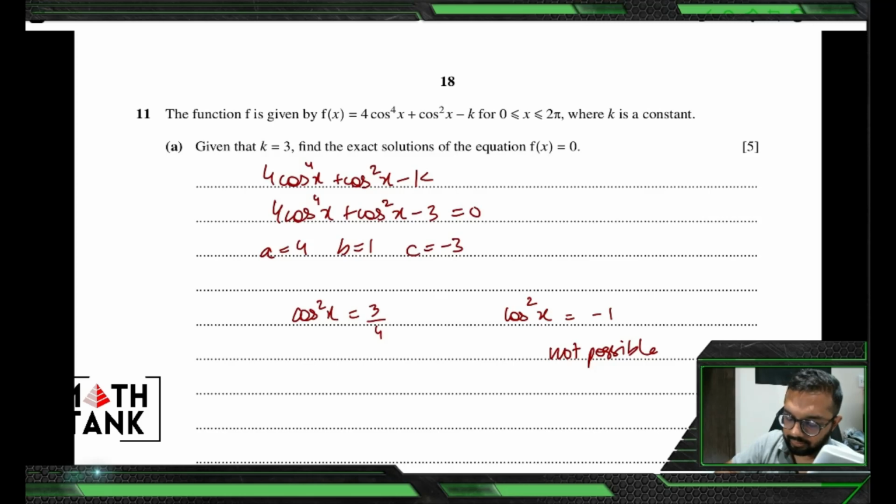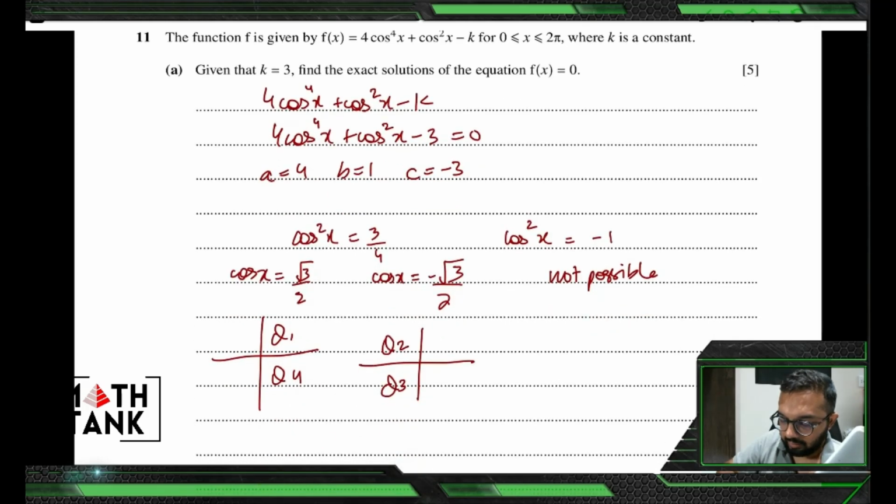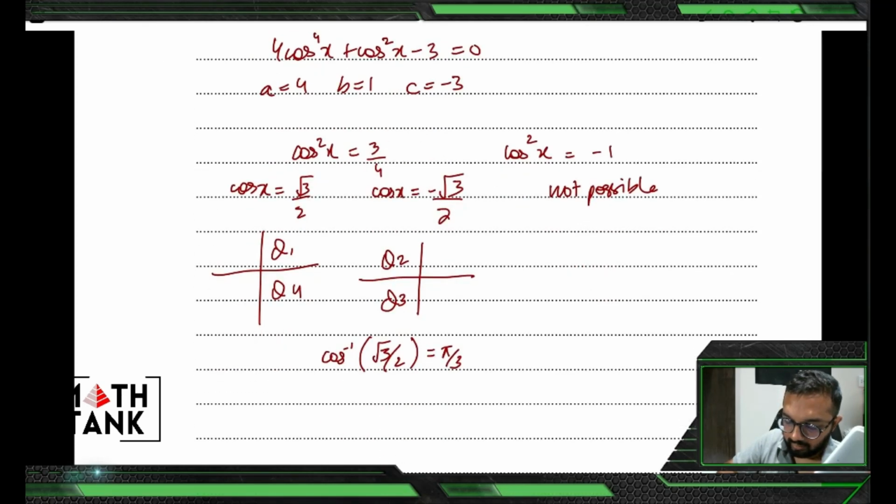So I'm just going to use this and have two possibilities. One is going to be, if you put a root, it becomes root 3 over 2 and the other becomes minus root 3 over 2. So I get quadrant 1 and quadrant 4, and I get quadrant 2 and quadrant 3. Cos inverse of root 3 over 2 is basically pi over 3.